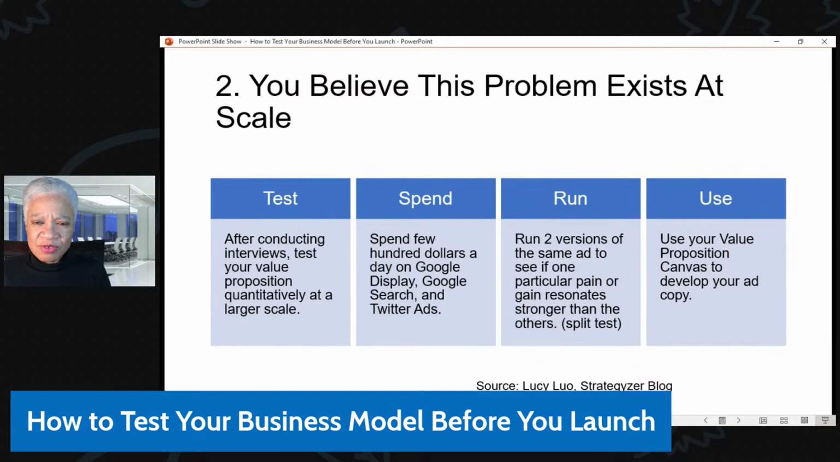So you want to match who you're trying to target with the appropriate channel to run your ads. Again, you want to do an A/B test or split test, running two versions of the same ad. And with the ad, you want to focus on one gain or one pain, pulling this information from your value proposition, and you want to see which pain or gain resonates the most. The ad that gets the most traction, highlighting a feature that is appealing to a particular gain, that's the ad you want to run with permanently.